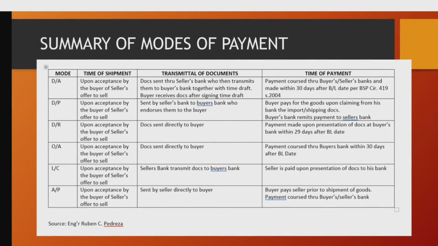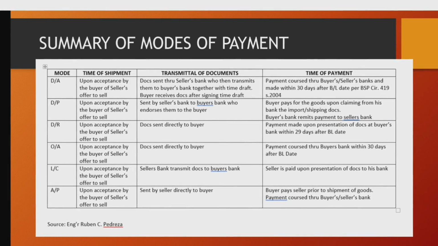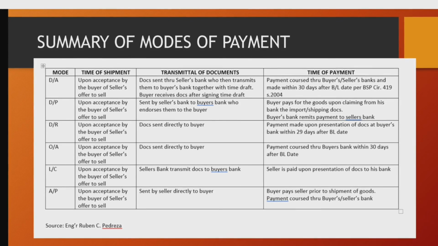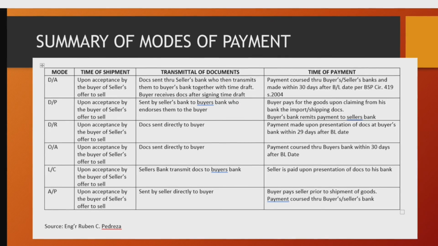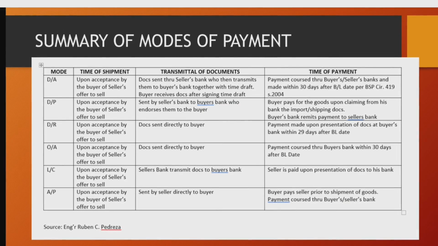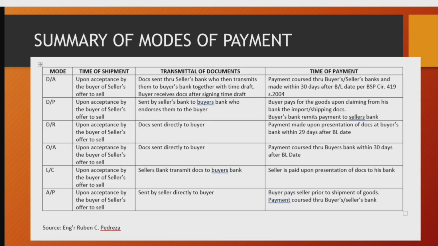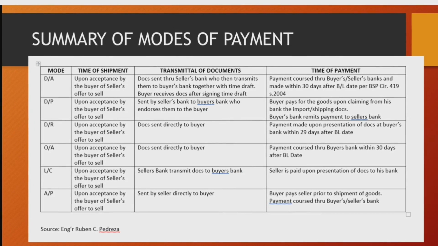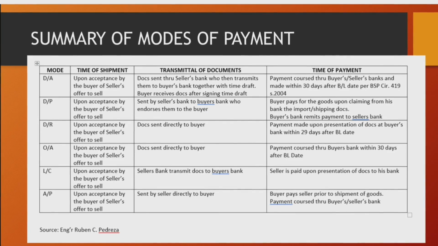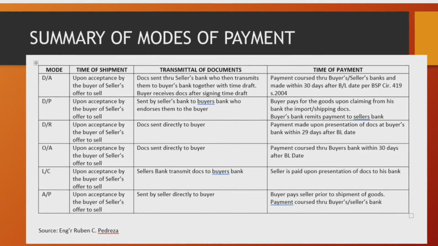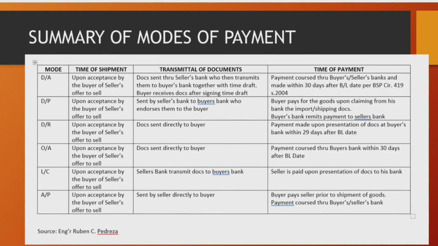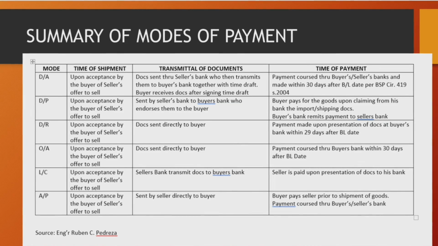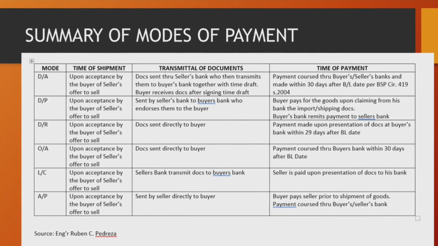In DR and in OA, the documents are sent directly to the buyer, but the time of payment for DR is made upon presentation of documents at the buyer's bank within 29 days after the BL date. For OA, the time of payment is coursed through the buyer's bank within 30 days after the BL date. In LC, the transmittal of the documents is from the seller's bank to the buyer's bank. The time of payment: the seller is paid upon presentation of documents to his bank.